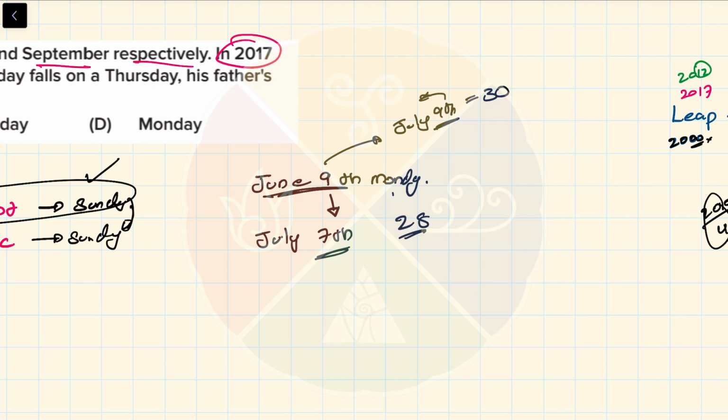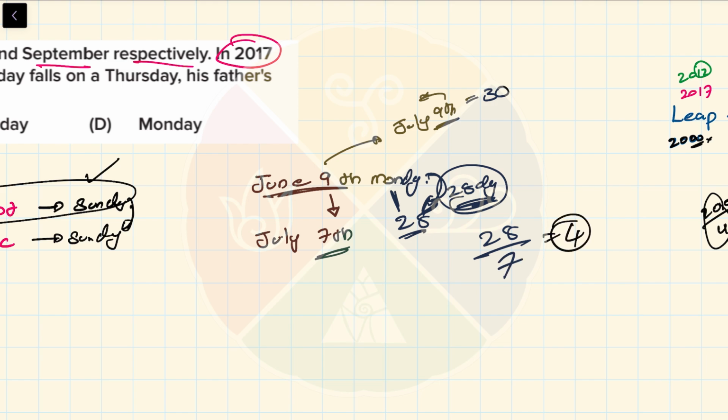It's not a date. It's like the difference between these days. So from this day to this day, I have to pass 28 days. This 28 is divisible by 7. Since it is divisible by 7, I don't have to do anything. I simply can say that July 7th will also be a Monday.